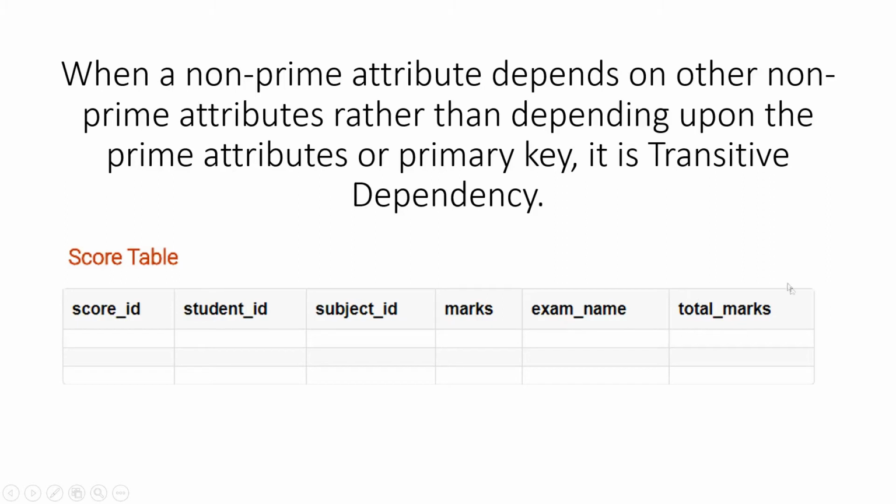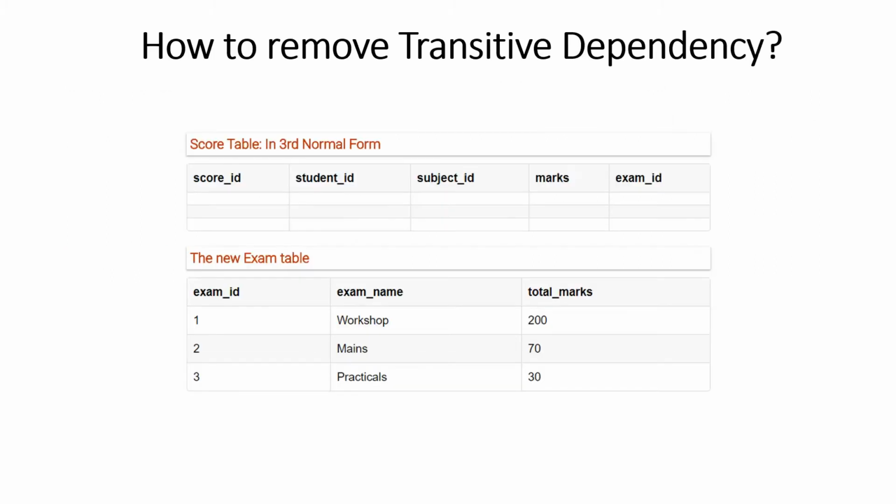And what about our second column, total marks? Does it depend on our score table's primary key? Well, the column total marks depends on exam name. As with exam type, the total score changes. For example, practicals are of fewer marks while theory exams are of more marks. But exam name is just another column in this table, not the primary key or even a part of the primary key. This is transitive dependency, and this is the problem in the table. And how to remove transitive dependency? By using decomposition, by extracting tables, we can solve the problem easily.